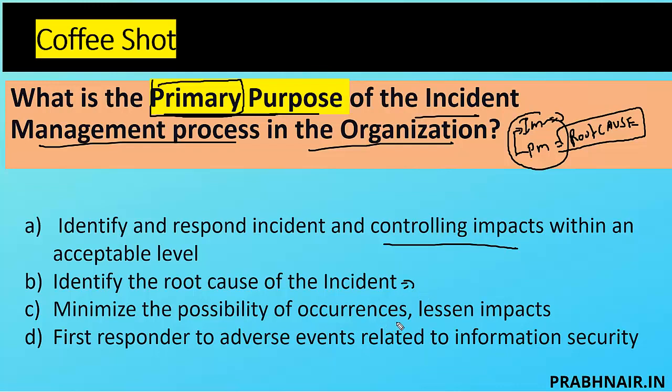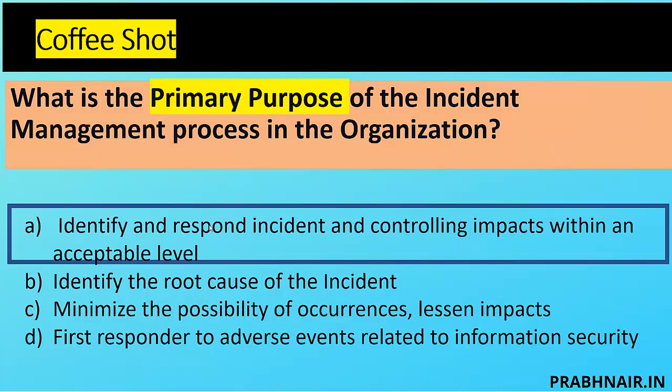Minimize the possibility of occurrence and lessen impact. That is also true. First responder to an adverse event related to information security. That is the first step, but the question is not talking about the first step. Minimize the impact, that is true, but how? So C is part of A. That's why the answer is A for Alpha, because the primary purpose of incident management is to reduce the impact. How? By identifying the root cause. B and C are part of A. So whenever in the exam you are confused between two options, select the one option which can cover the other options. Let's move to the next coffee shot.